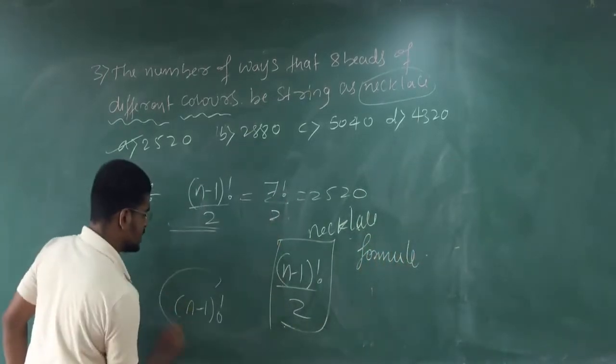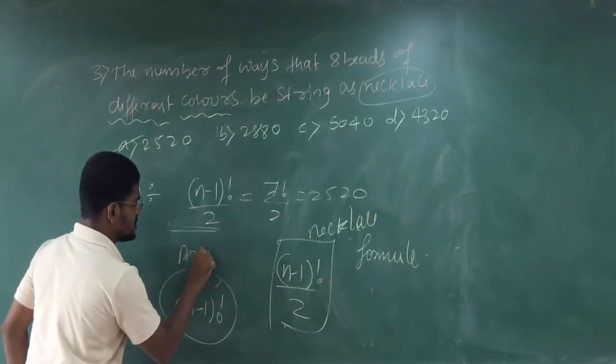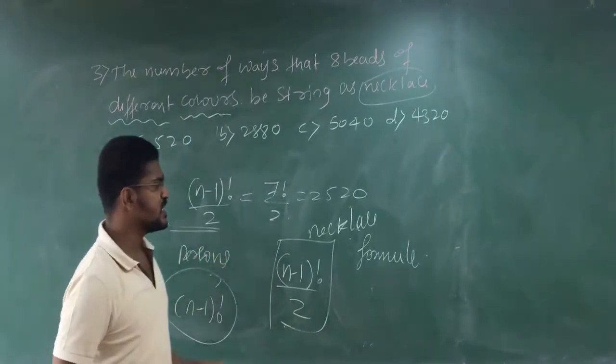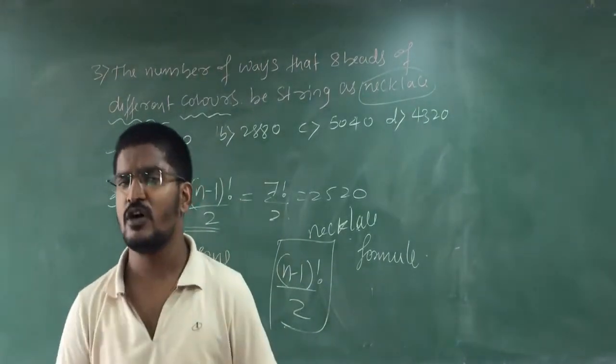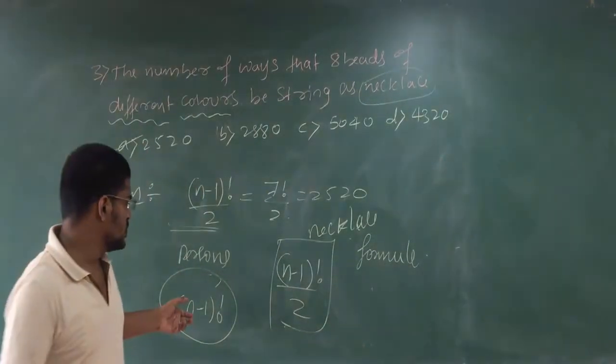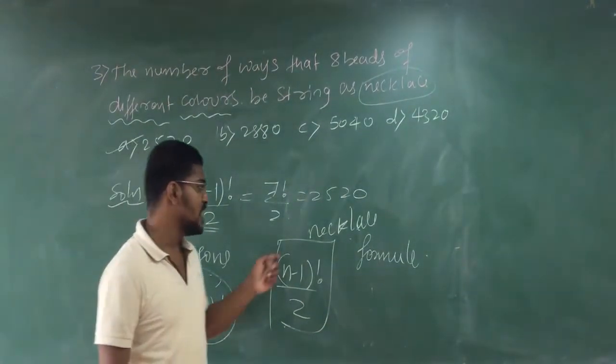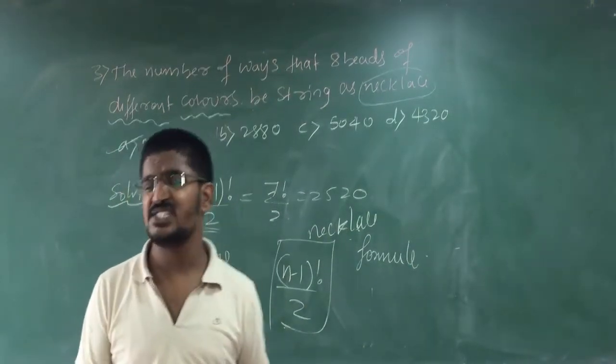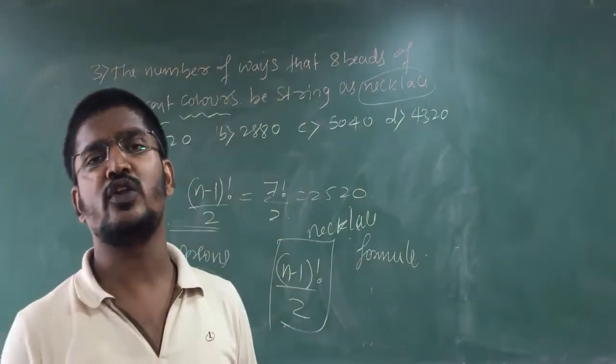And this is persons. Clear? Persons and necklace are having different formulas in circular permutation. So if you are dealing with persons, n minus 1 factorial. If you are dealing with necklace, you have to go for n minus 1 factorial by 2.